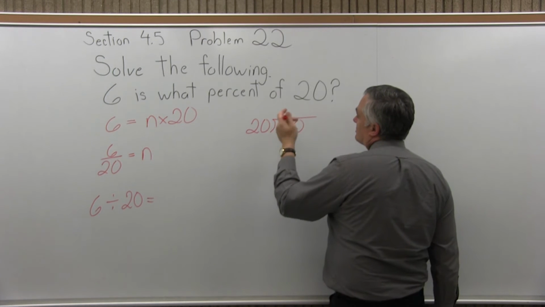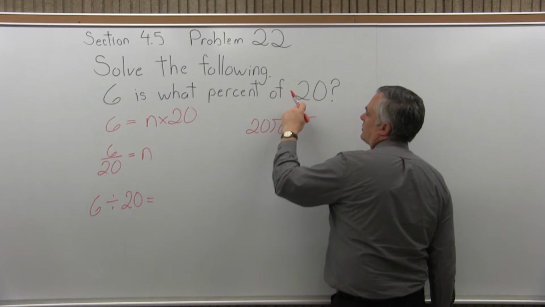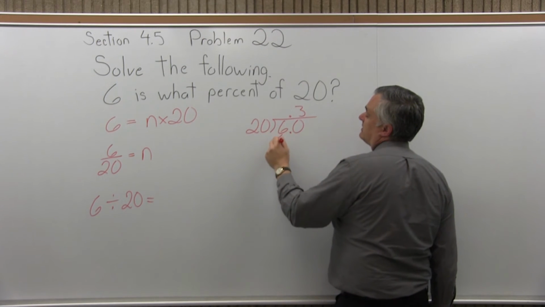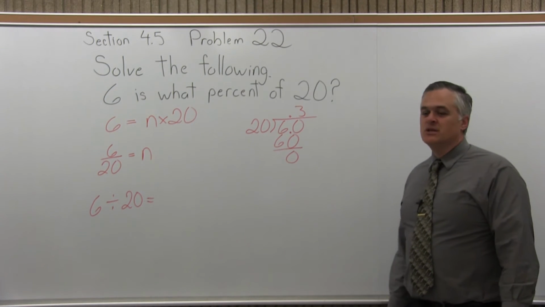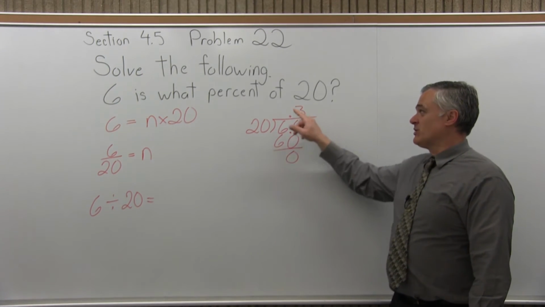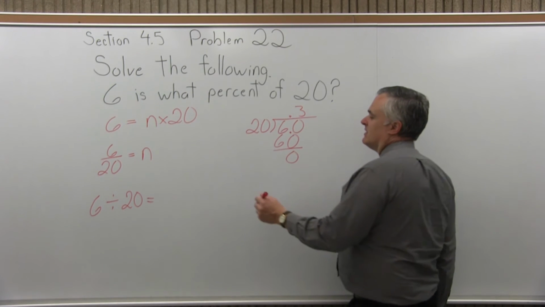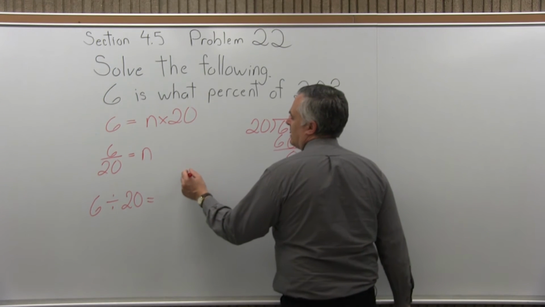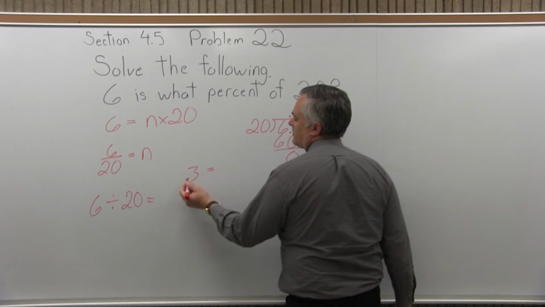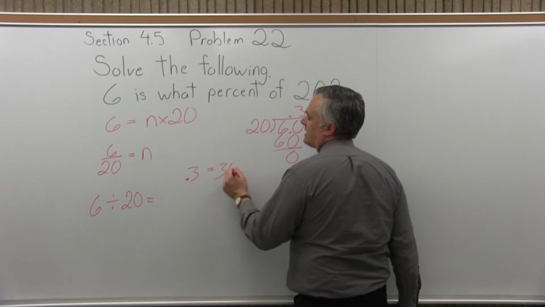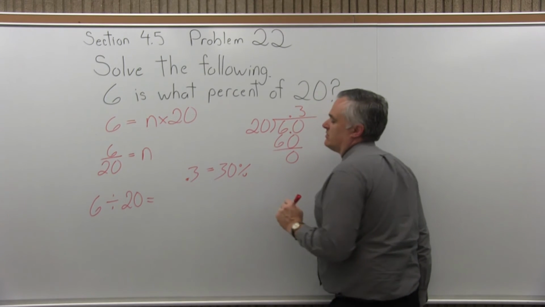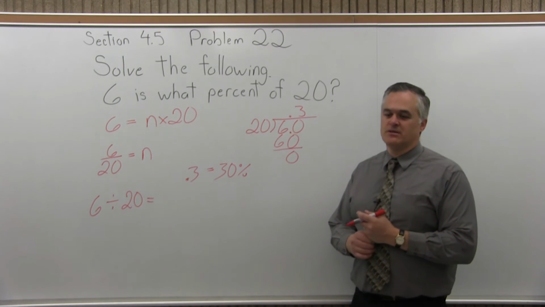So 20 times 3 is 60. So I have 0.3, right? 3 times 20 is 60. 60 minus 60. It goes in nice and even, no remainder. So the answer as a decimal is 0.3, but again, we want that as a percent. So 0.3 as a percent, I want to move the decimal 2 places to the right to make it a percent. I'm going to create a blank spot. So you fill that in with a 0, it's 30%.